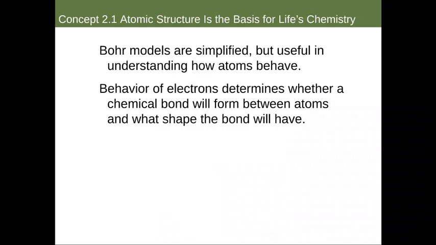Bohr models are very simplified, but because of that, they're useful because they can show how atoms behave. We're really focusing on the electrons because the electrons are what determine whether a chemical bond will form between atoms and what shape that bond will have. The behavior of electrons determines whether a chemical bond will form, its strength, and its shape. That is very important as we get into biochemistry later in this unit.